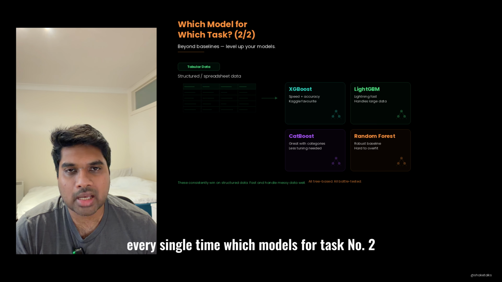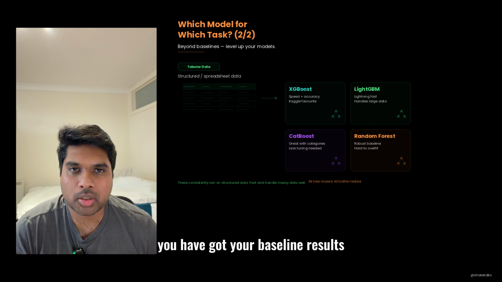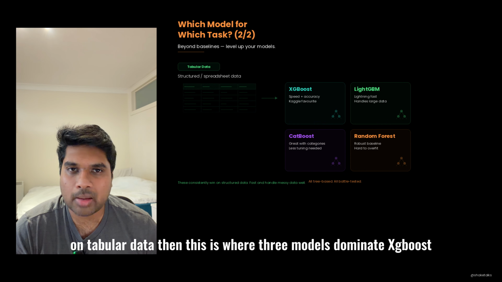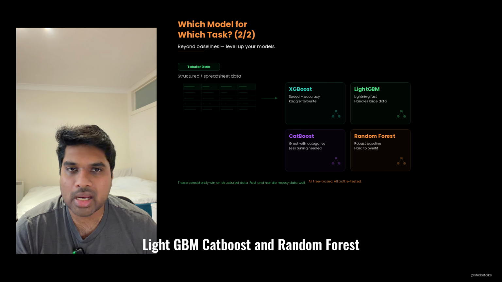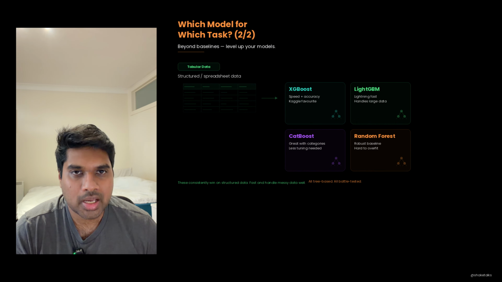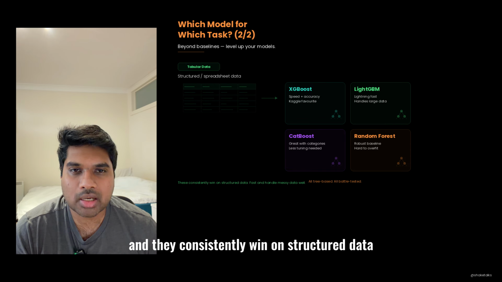Which model for which task? Number 2. You have got your baseline results and want to improve your model's performance on tabular data. Then this is where 3 models dominate: XGBoost, LightGBM, CatBoost and Random Forest. These are fast, they handle messy data very well, and they consistently win on structured data.